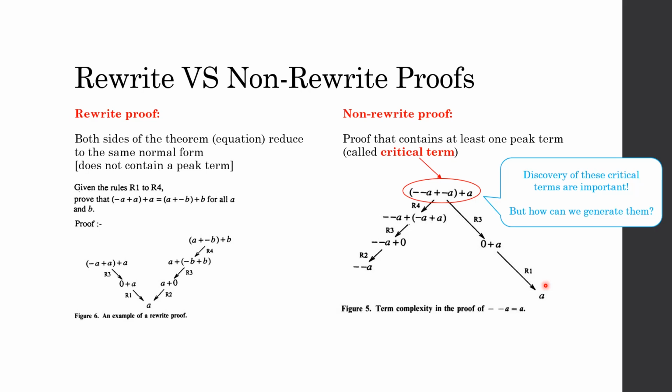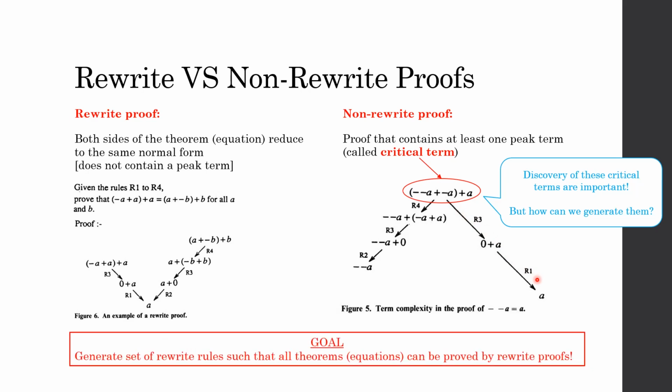But as the equation we want to prove gets more complicated, moving up to find the critical term, and trying at each point to see whether it can normalize to the right hand side, can be quite complicated, and it may take a very long time. So eventually our goal is to generate a set of rewrite rules such that all theorems, which for our case are equations, can be proved by rewrite proofs. So eventually we're going to make use of all these critical terms in our algorithm, so that eventually they will all cancel out. It will remove all the non-rewrite proofs, and eventually every proof for the theorem will become a rewrite proof itself.